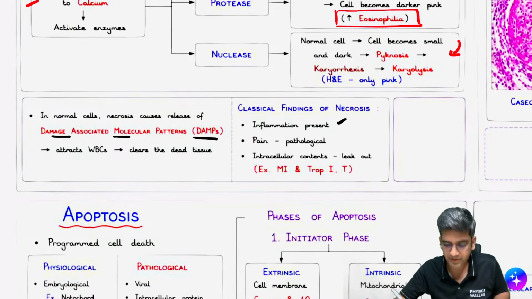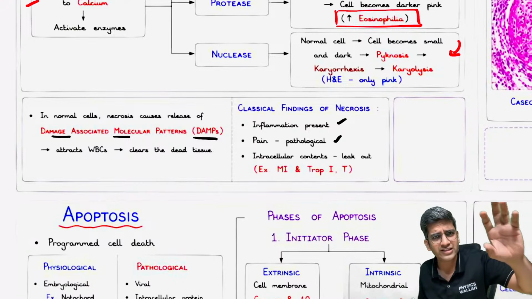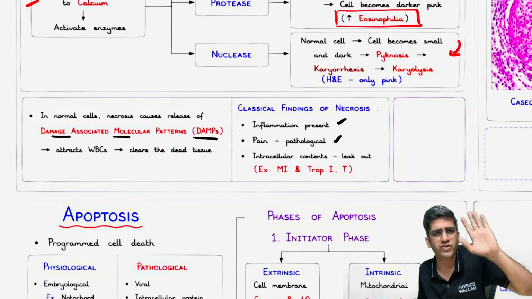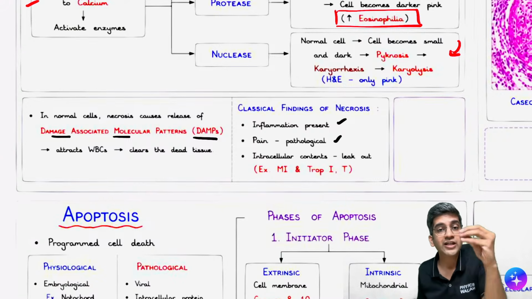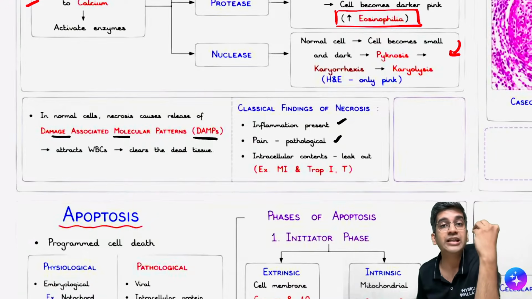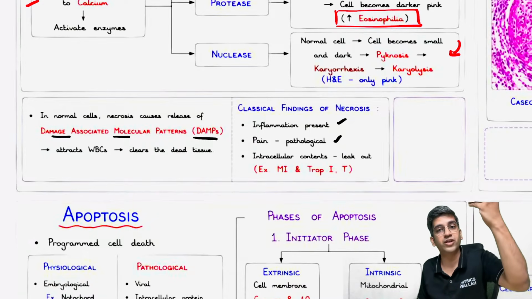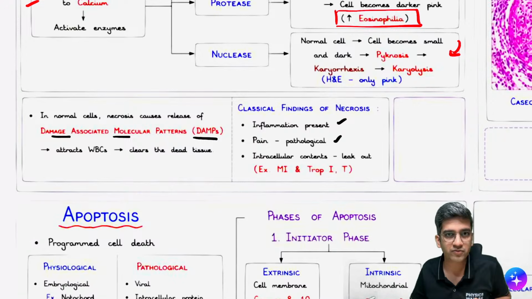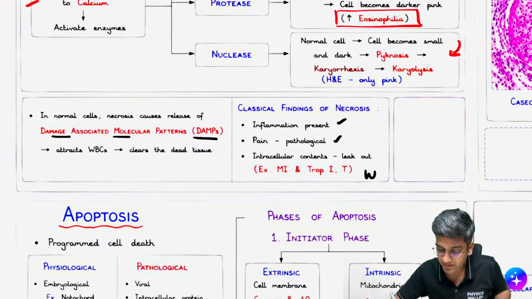So inflammation will be present. It will be painful by default because it's pathological. Everywhere it is inflammation: rubor, calor, tumor, dolor, loss of function will be there. And the most important thing, the intracellular contents coming outside will result in leakage of the enzymes outside. That's what we use for troponins, for myocardial infarction, AST/ALT for liver. This can be a reasoning why question.